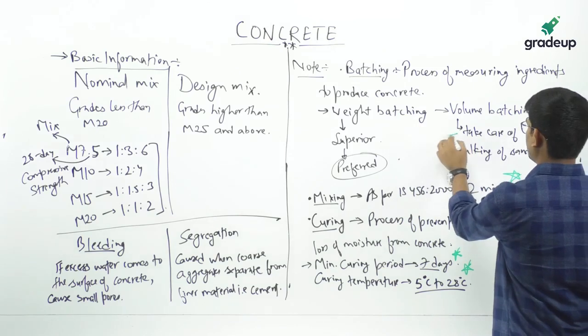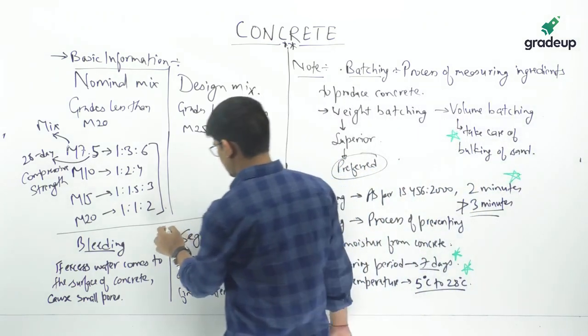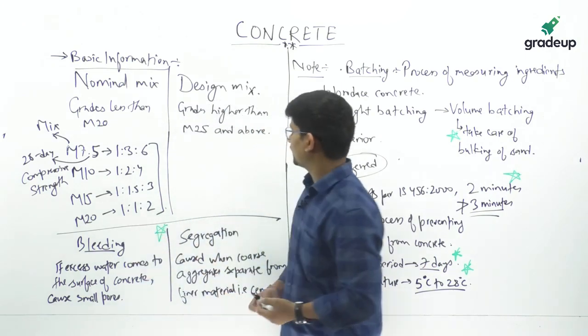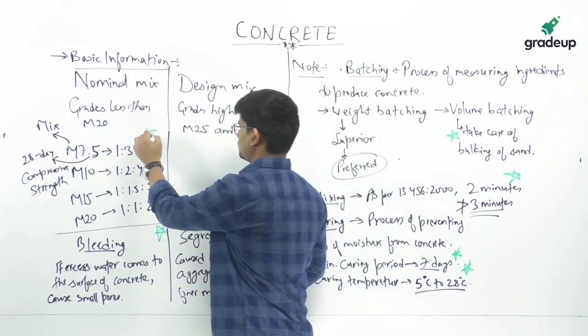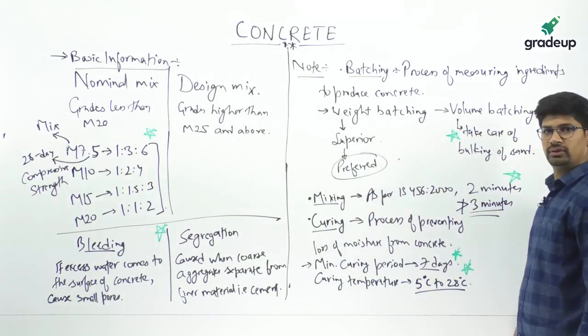Also, weight batching and what happens in volume batching, because there is bulking of sand, this is important. Bleeding and segregation are important. Also these ratios are important. So please take a screenshot and we'll quickly move to the next one.